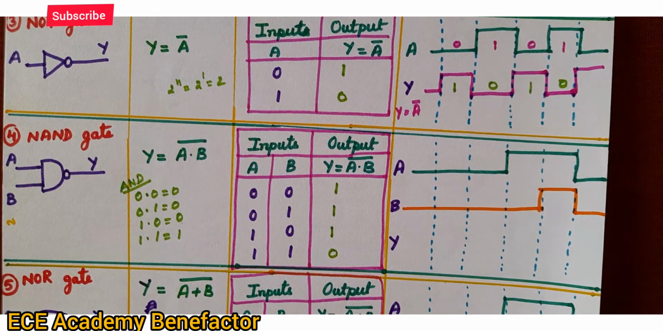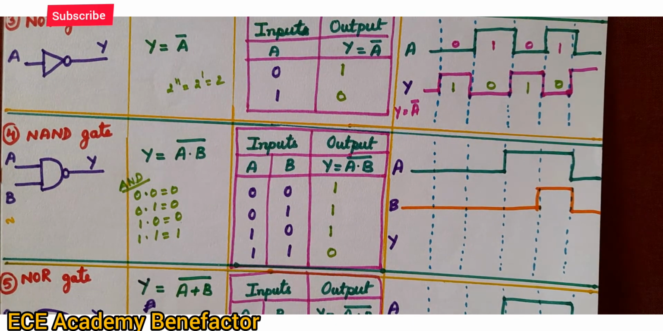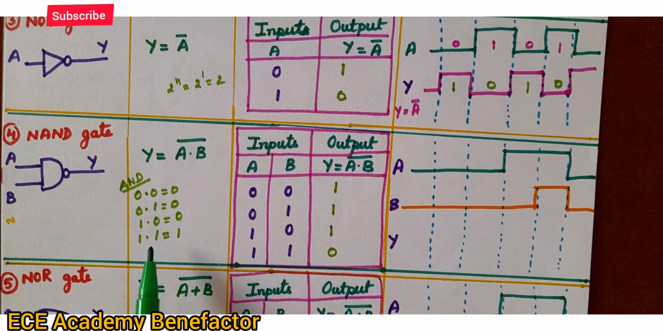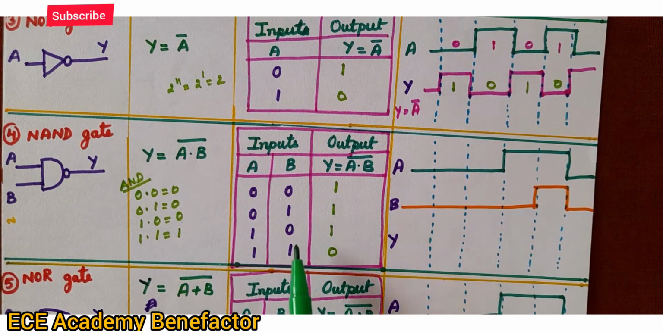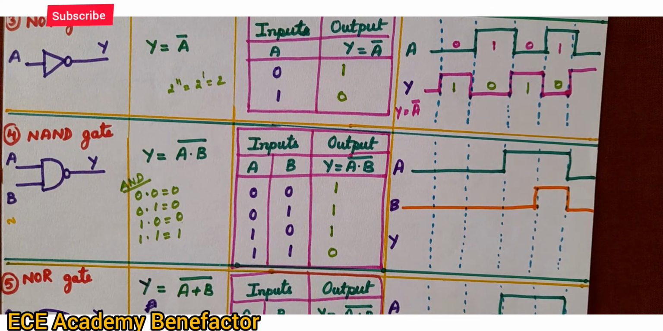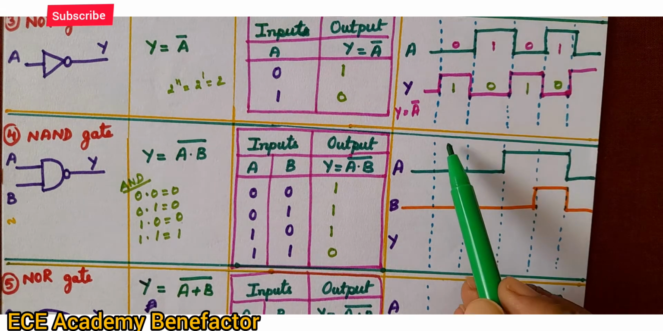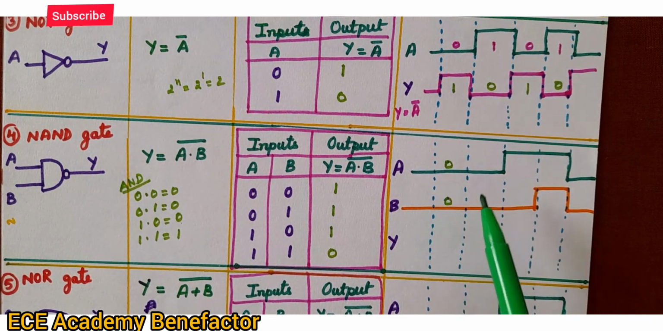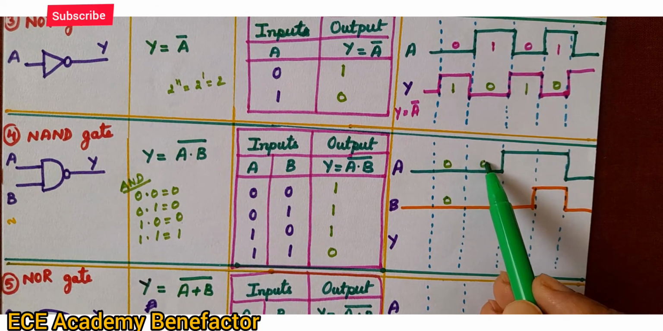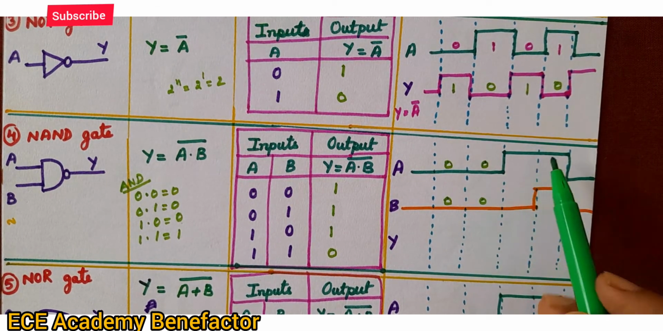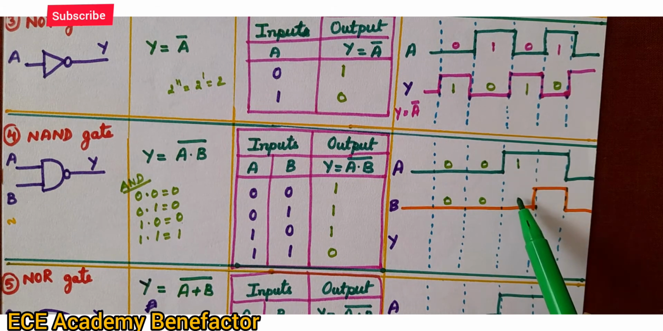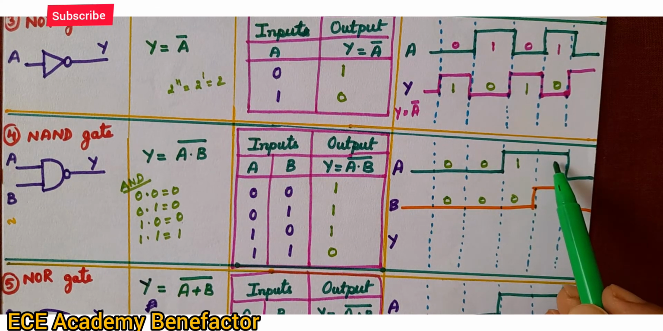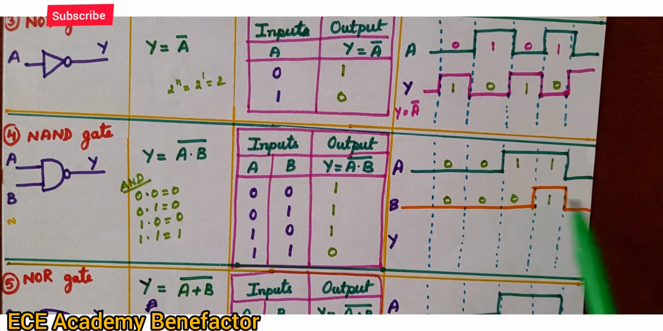So, what is a NAND gate? Complement of an AND gate. How can we define it? When all the inputs are high, the output is 0. Coming to the timing diagram, in the T1 period A is 0, B is also 0. In T2 period A is 0, B is 0. T3 period A is 1, B is 0. T4 period A is 1, B is also 1.